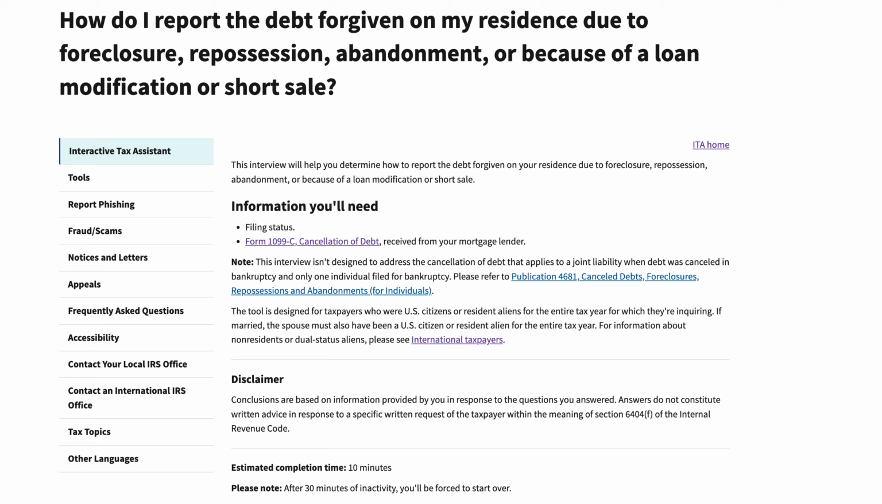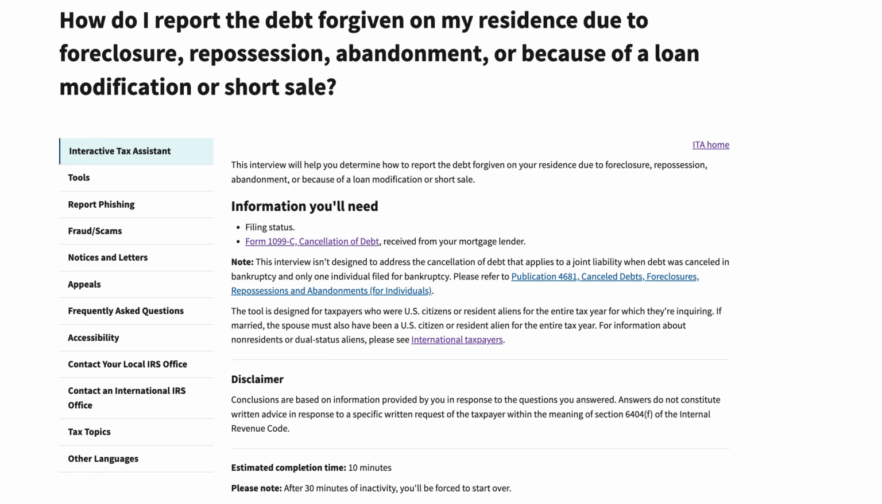For example, if you owed $150,000 on your mortgage and you tried to sell it for $100,000, you would end up owing the bank $50,000. If the bank agrees to the sale, then that would be considered a short sale.